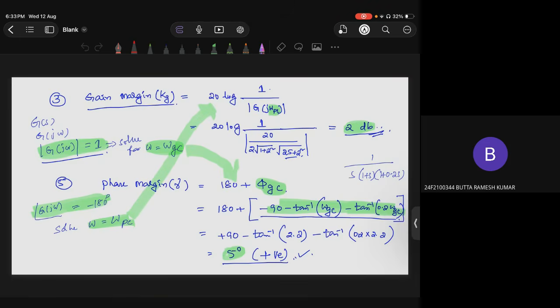Okay, if there are no queries, we'll stop here and continue in the next class. We did the same design problems using the frequency response. Thank you.